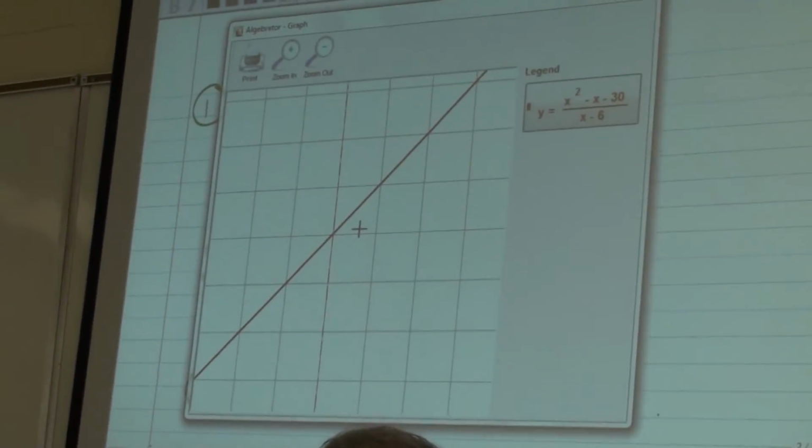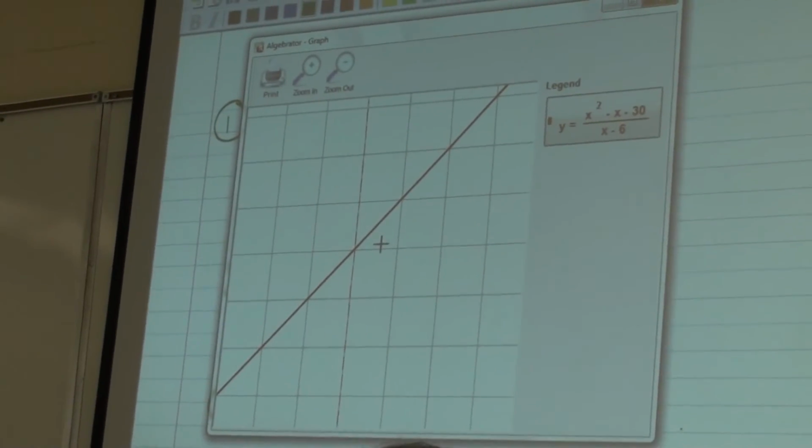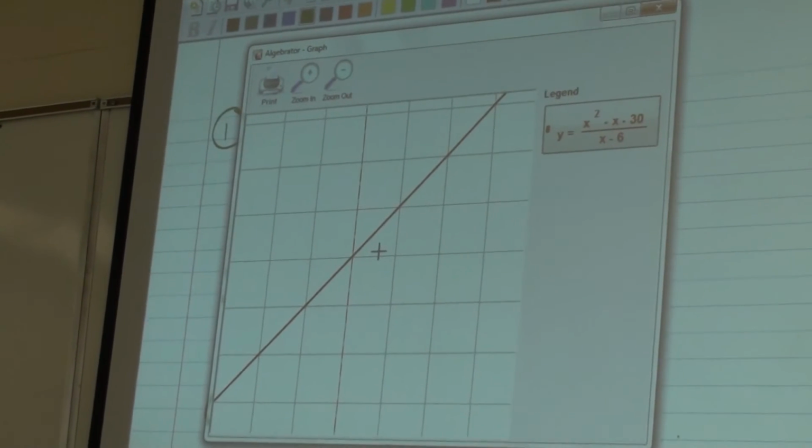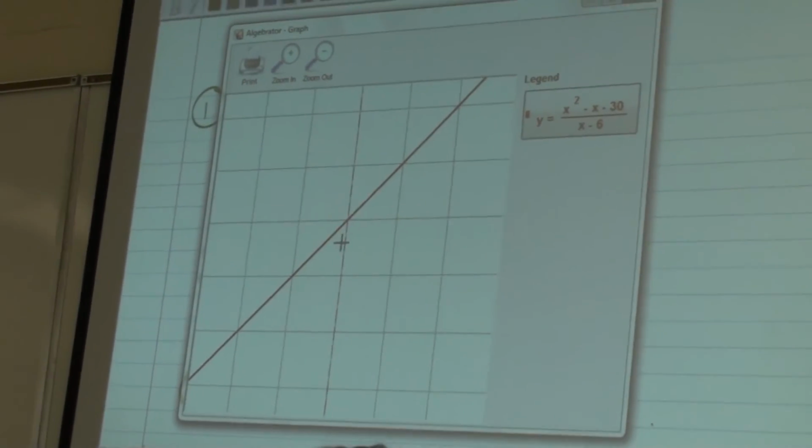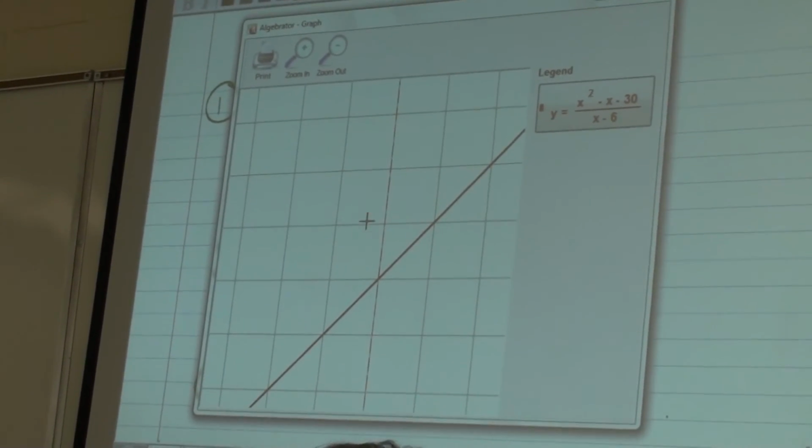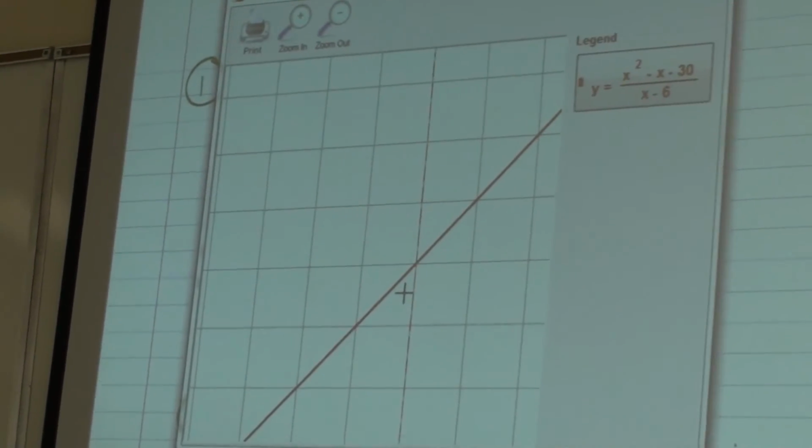Now, we don't see a hole yet, do we? But I claim there's a hole. And why is there a hole? Because it's not defined at 6, but if I keep zooming in, there's no hole. I claim eventually, I'm zooming in tightly.